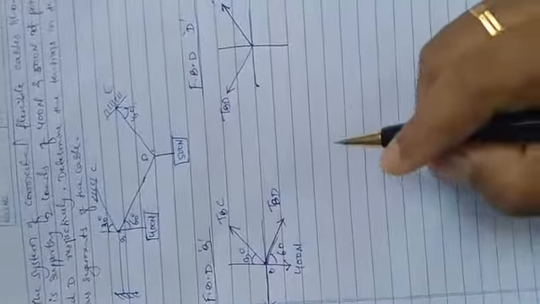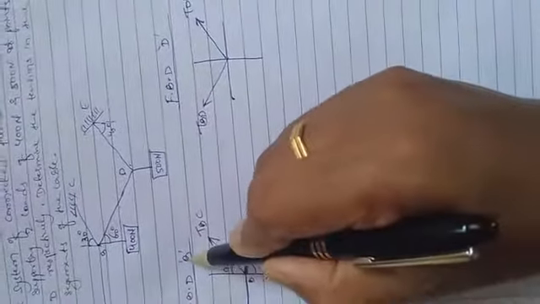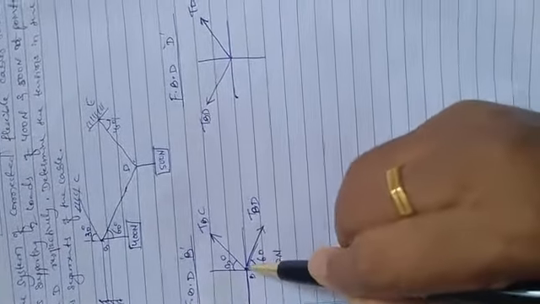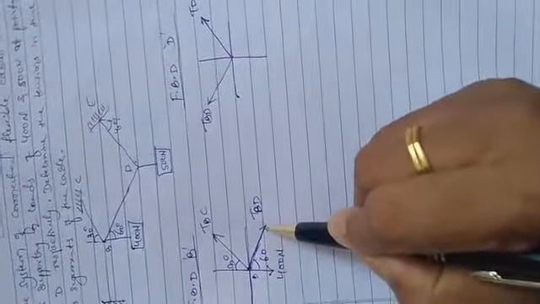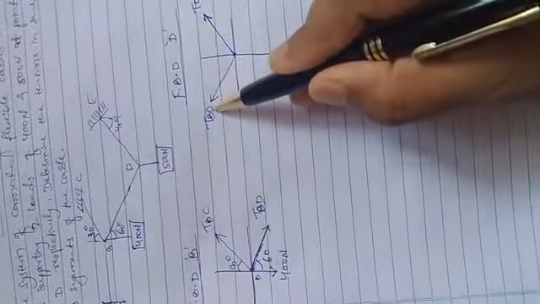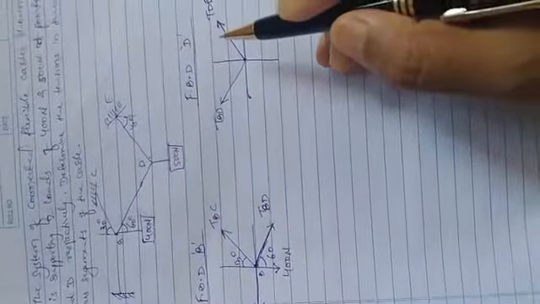Look here, try to understand. When I consider joint B, the force in portion BD I have taken in the direction away from the joint. When I consider joint D, again the direction of the force BD should be away from the joint, because tension always acts away from the joint considered.